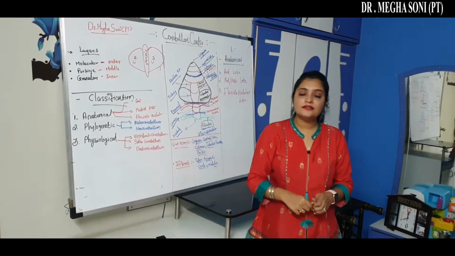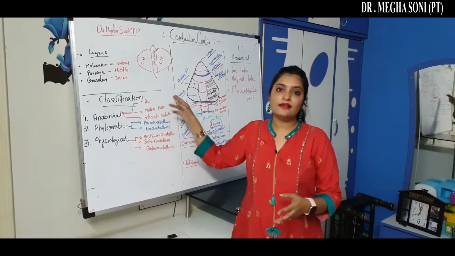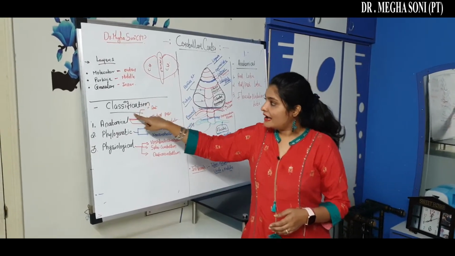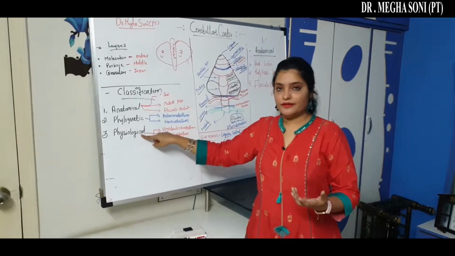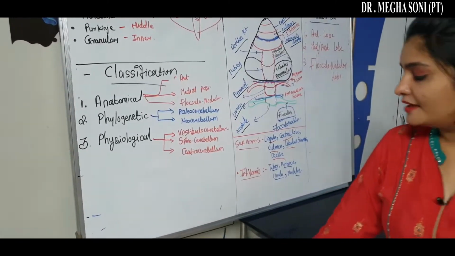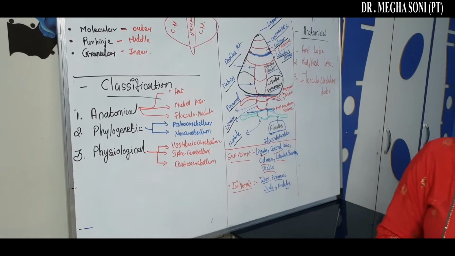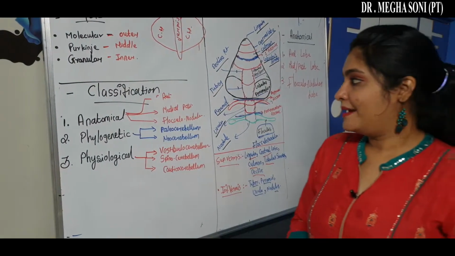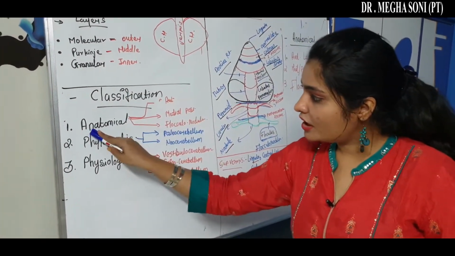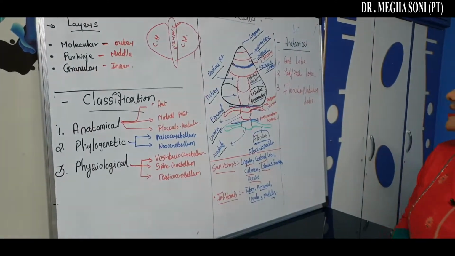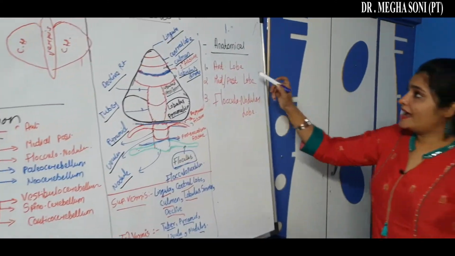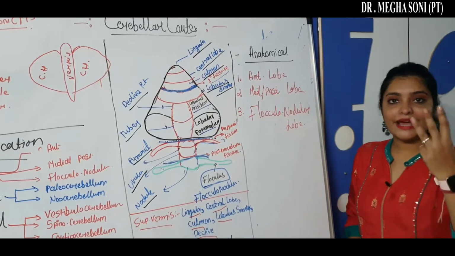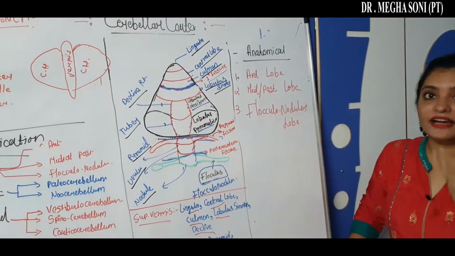Okay, now we'll discuss the most important part, that is the classification of cerebellar hemisphere. So the cerebellar hemisphere is classified into 3 categories: first is anatomical classification, second is phylogenetical classification, and third is physiological classification. First, I would like to talk about the anatomical classification. Anatomically, the cerebellar hemisphere is divided into 3 lobes according to the structure.